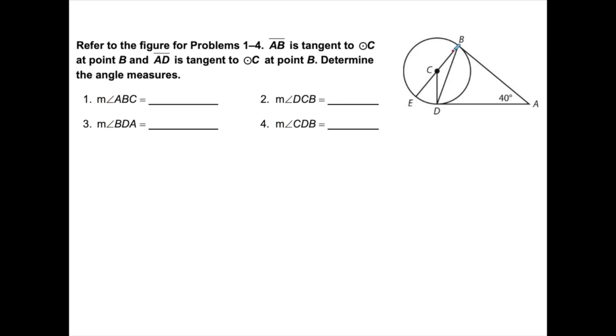We need to find ABC, so you need to find this whole angle here. Okay, we need to find DCB, this little angle here. Note the order is very important. We need to find BDA, this little angle here, and then we need to find CDB, this little angle right here. Okay, so here's what I want you to do. I want you to take a moment. I want you to pause the video, try to find these 4 angle measurements, and then when you're ready, unpause, and you can see what I got.